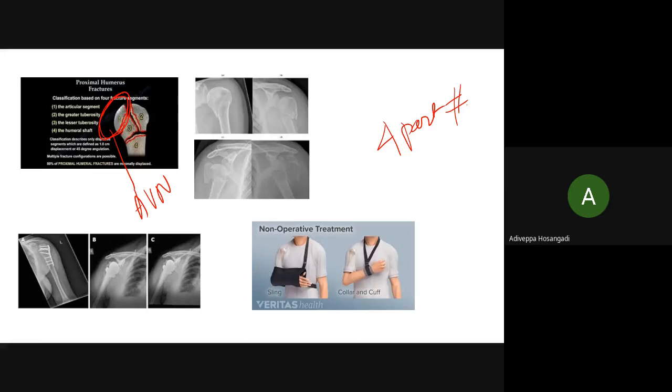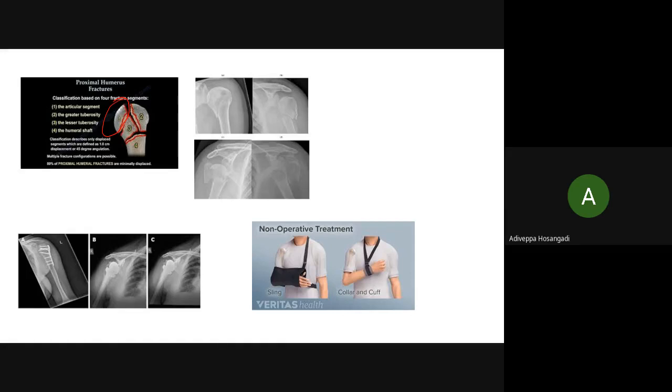See, how does your head get blood supply? Blood supply to the head is either from the GT or LT, because the head is intra-articular, covered by cartilage. It doesn't get nourishment from the joint. The blood supply has to come from the blood vessels entering from the GT or LT. But when there is a 4-part fracture, it can very easily go for avascular necrosis. Please remember this.